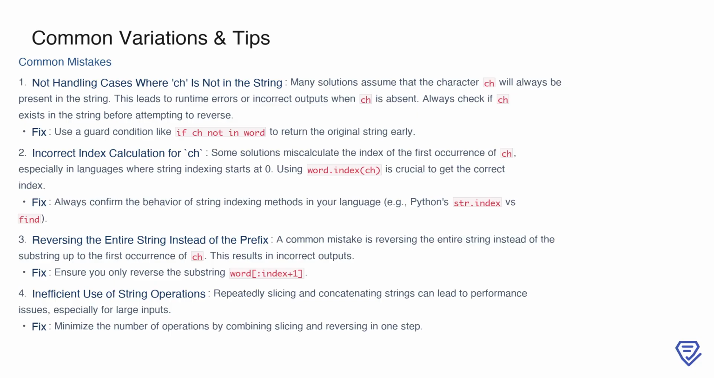Next, an incorrect index calculation for ch can cause issues, especially in programming languages where indexing starts at 0. Using methods like word.index(ch) in Python, for instance, ensures that you retrieve the correct position of the first occurrence of ch. Another common error is reversing the entire string instead of just the prefix up to ch. To avoid this, carefully extract and reverse only the substring up to and including the index of ch. Lastly, inefficient string operations can reduce performance, especially for large inputs. Repeated slicing and concatenation should be minimized by combining operations wherever possible to improve efficiency.